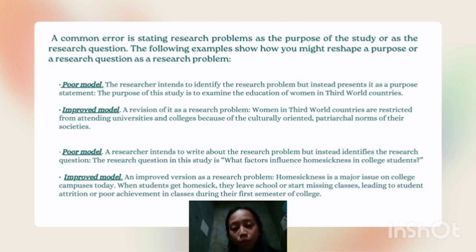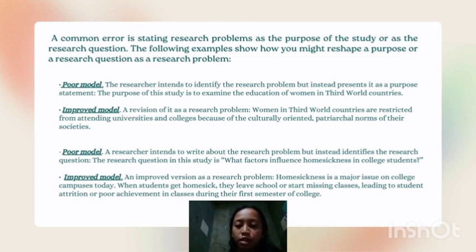While the improved model is a revision as a research problem: women in third world countries are restricted from attending universities and colleges because of the culturally oriented patriarchal norms of their societies.